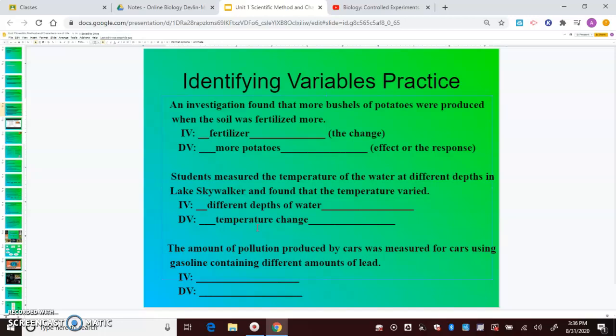It says the amount of pollution produced by cars was measured for cars using gasoline containing different amounts of lead. So what does the experimenter actually have control over changing? Do they have control over how much pollution the car is giving off? No, not really. But they do have control over the amount of lead that they put in the gasoline. So the amount of lead in the gasoline would be the independent variable, and then the dependent variable would be the amount of pollution. So we will do several of these examples in class together.